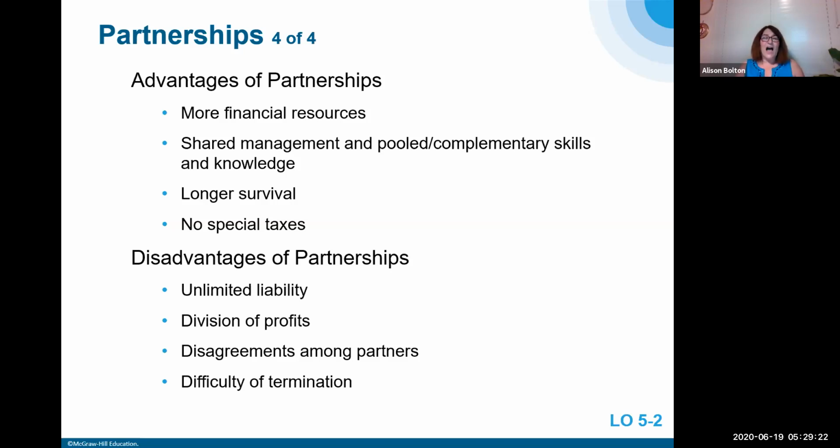That can happen a lot. And we have to spend time discussing these things, which can grow into bad disagreements. Then, of course, difficulty of termination. One person may want to walk away, but let's say two other ones don't. Maybe there's even four or five partners.